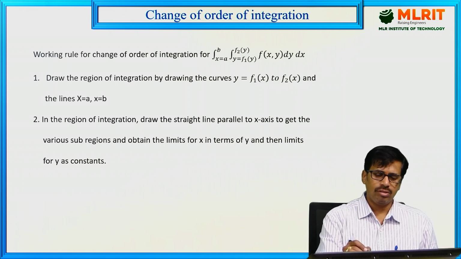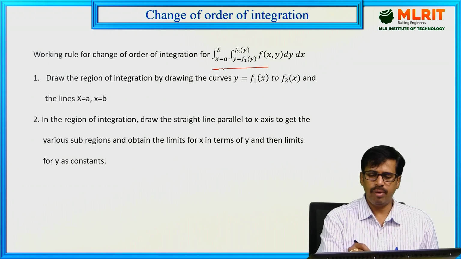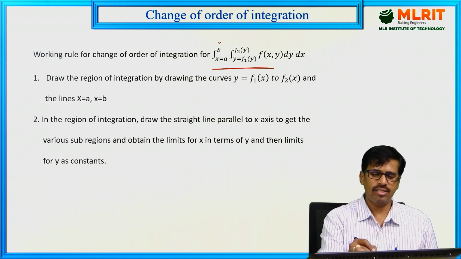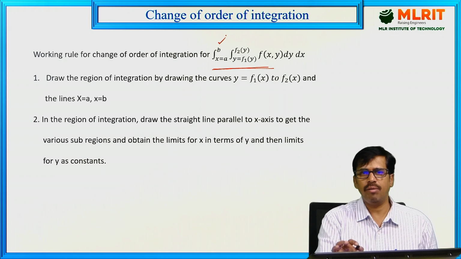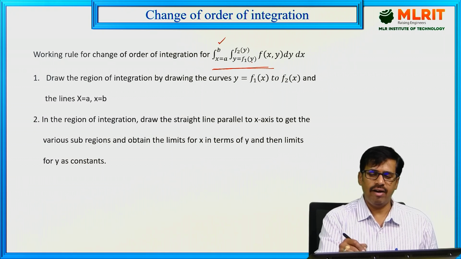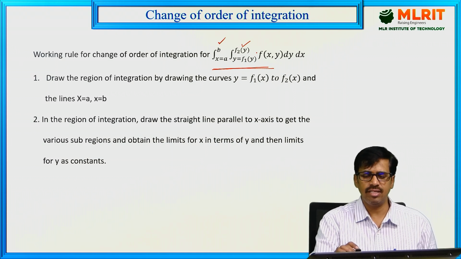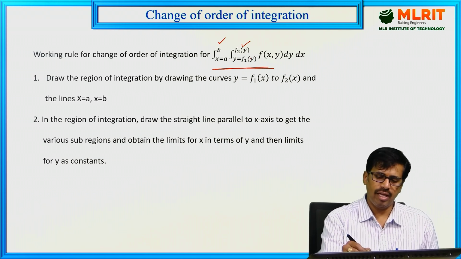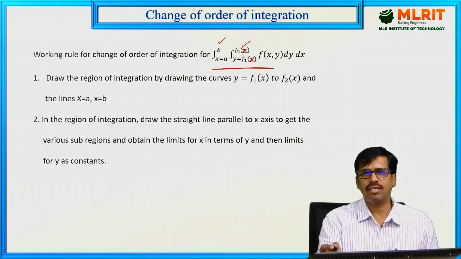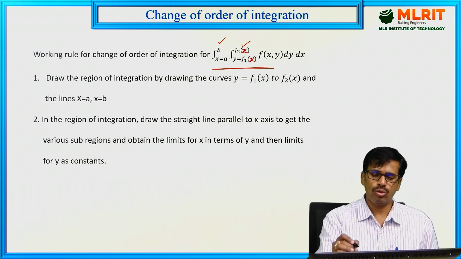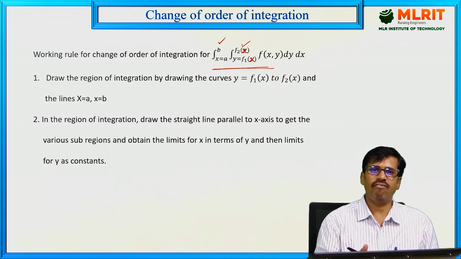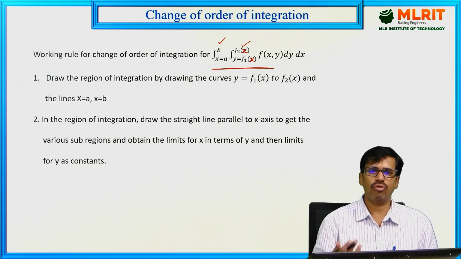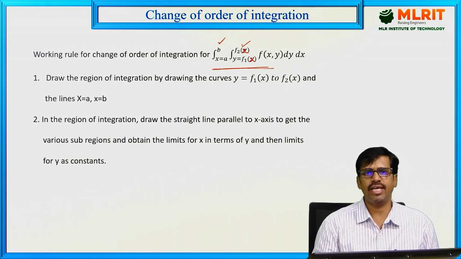Let us see how to evaluate this double integral. We can clearly see that x is equal to a to b, so x limits are given as constant, and y is equal to f1 of x to f2 of x. That means y is in terms of x and x limit is constant. So in this case, after changing the order, we have to get y limit as constant and x in terms of y. Let us see how to change that order.